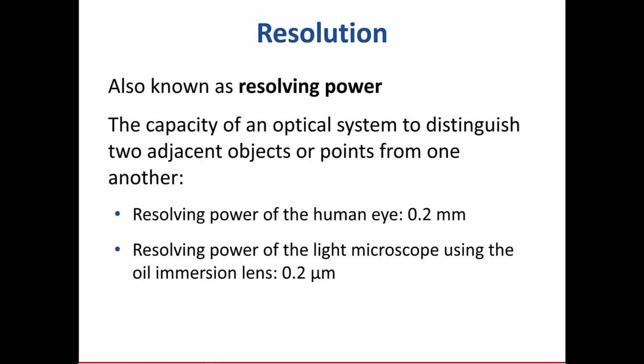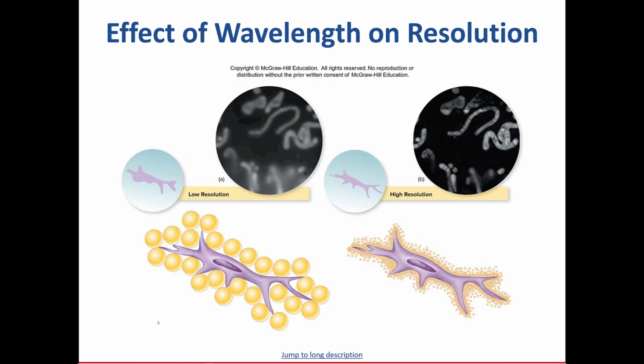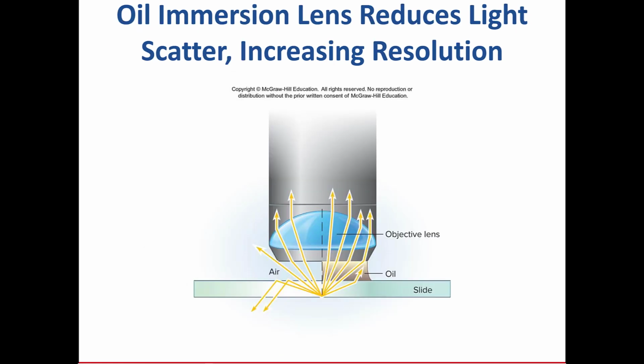So the resolving power of the human eye is about 0.2 millimeters. Mine's about 20 millimeters now. Age, I'm just joking. 0.2 millimeters. The resolving power of a light microscope using an oil immersion lens is about 0.2 micrometers. That's about 200 nanometers. So you can see that it's quite powerful. So the difference in low resolution versus high resolution, you can really start to see some detail, which is important in science. We need to see those things.